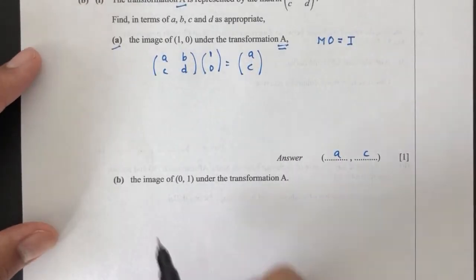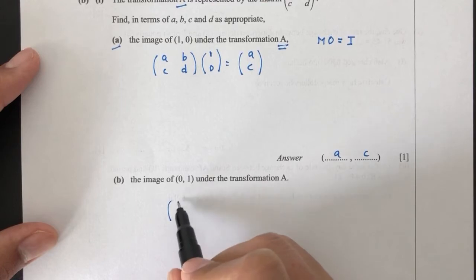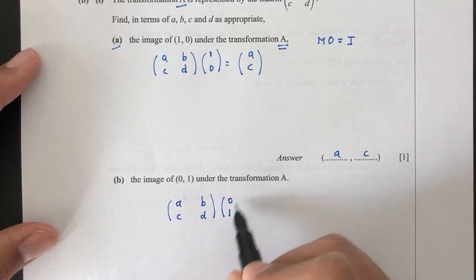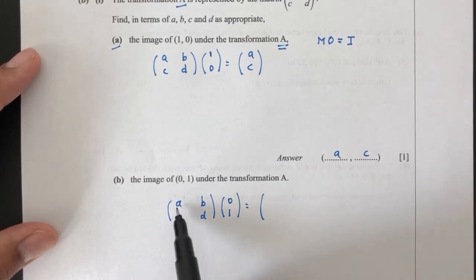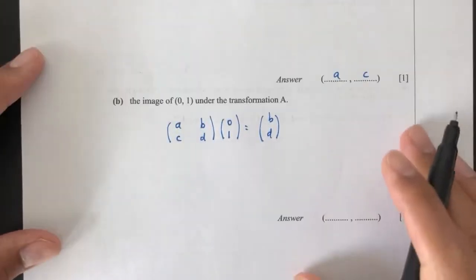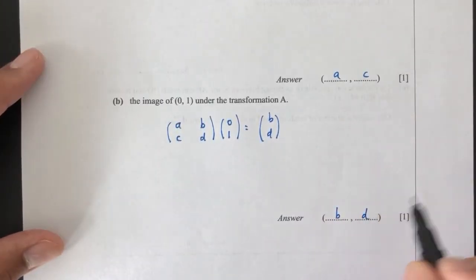And here as well, same thing. Matrix times object. So the matrix is this, the object is 0, 1, will give you B, and this will be D. So your answer will be B and D.